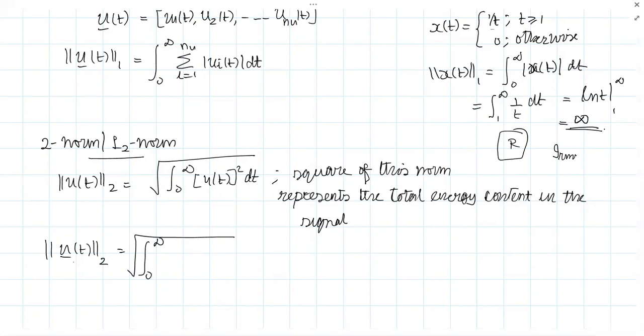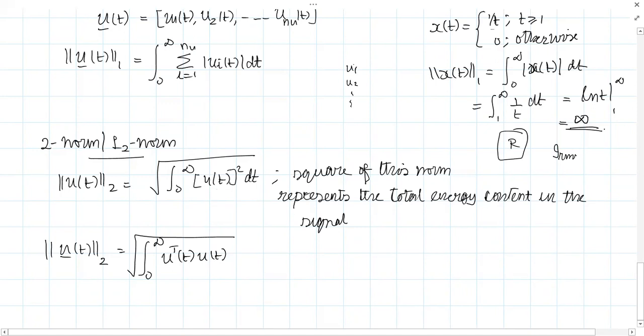The sum of individual squares, or you have to take the transpose and multiply: u transpose into u. That will give you the equivalent of u of t square. See, u1, u2, and so on; you take the transpose, which will be a row, times u1, u2, and so on. When you multiply this, it is like squaring it. So u transpose u of t dt. If you take it component-wise, what will you get?